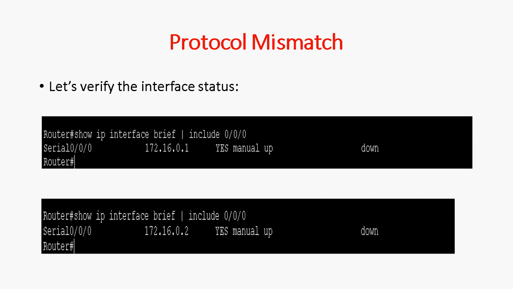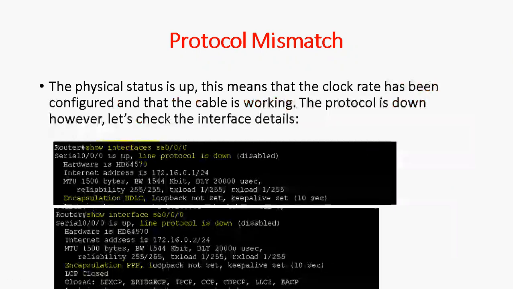Next I am checking the interface status on both routers. From router 2 I am giving show ip interface brief pipe include 0/0/0. The port state is up but the protocol is down. I give the same command on router 3, show ip interface brief pipe include 0/0/0. The port is up and the protocol is down. So the physical port is up, the clock rate has been configured and the cable is working fine, but the protocol is down.